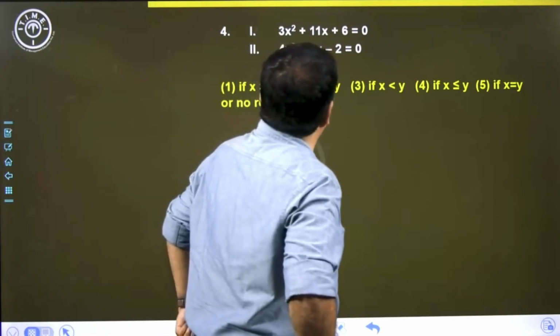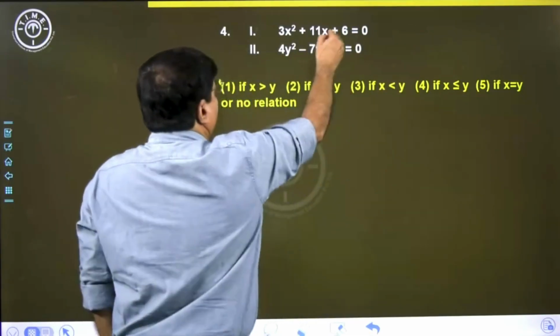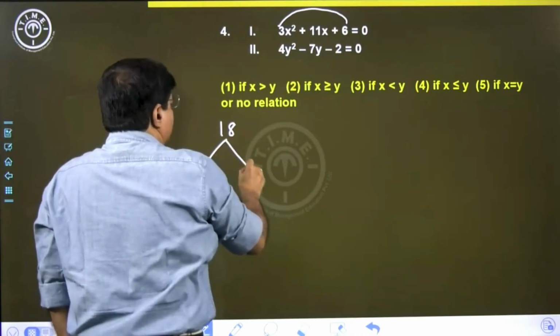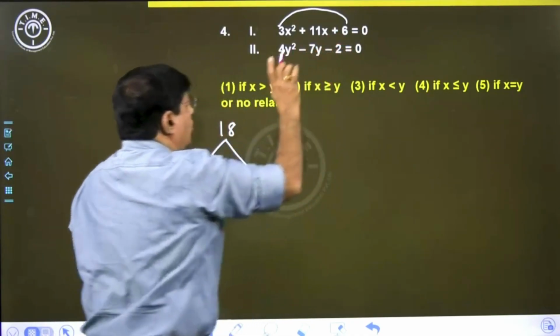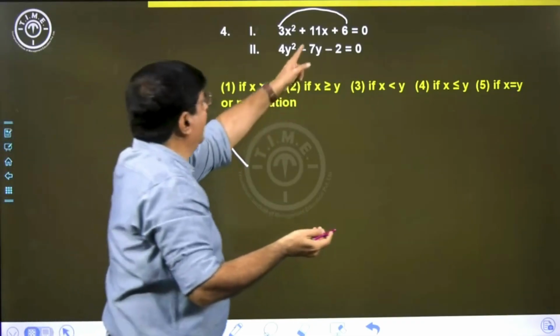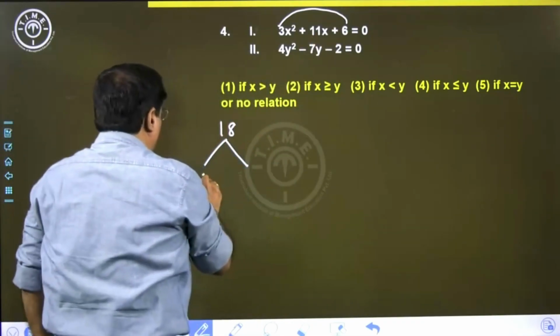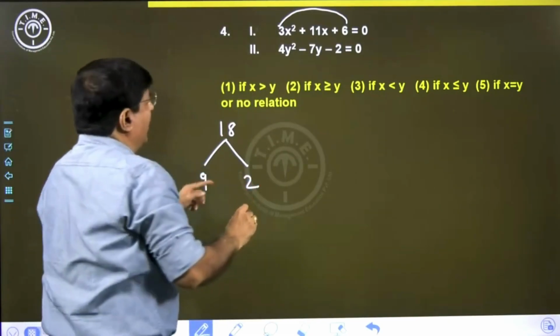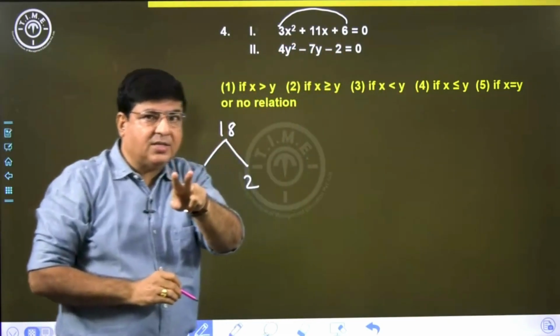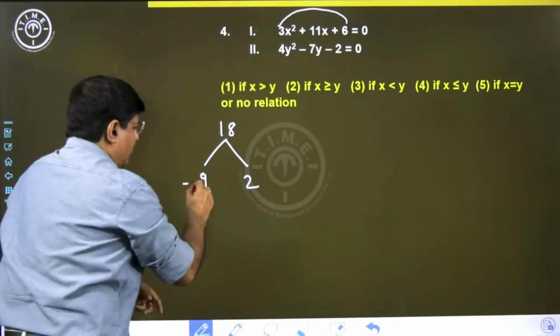3x square plus 11x plus 6, right? 6 into 3, multiply these two, 18. Sign of 6 is plus. Two numbers when multiplied give you 18 and when added give you 11. 9 and 2. 9 into 2 is 18. 9 plus 2 is 11. Both the signs are plus in the equation. When both the signs are plus in the equation, the roots will be minus.